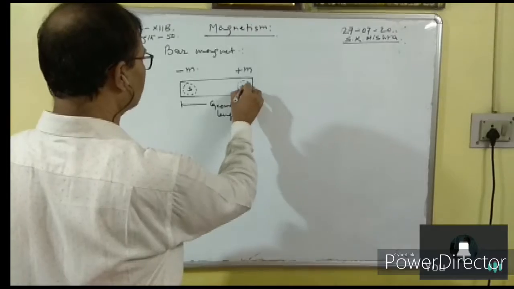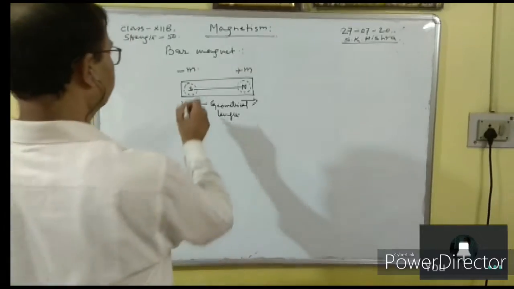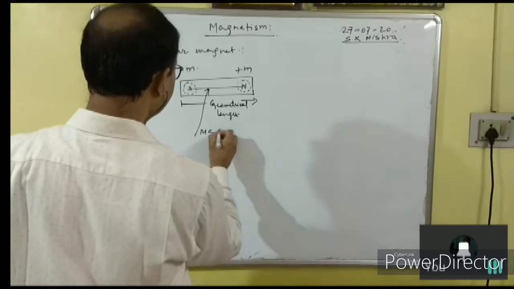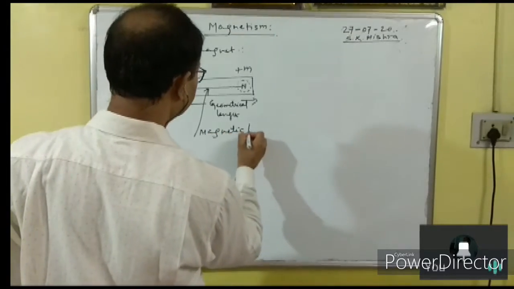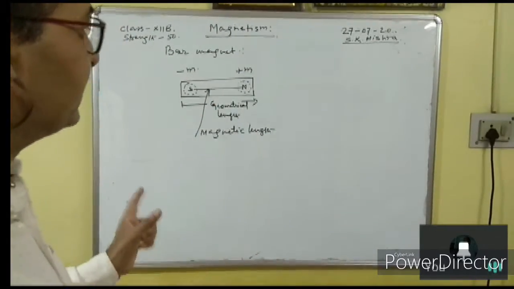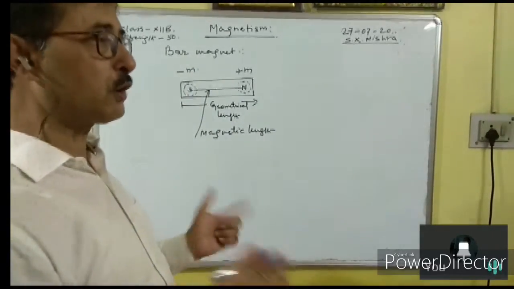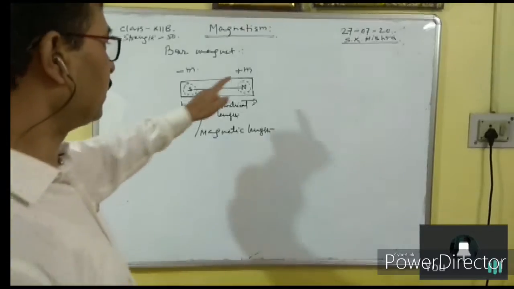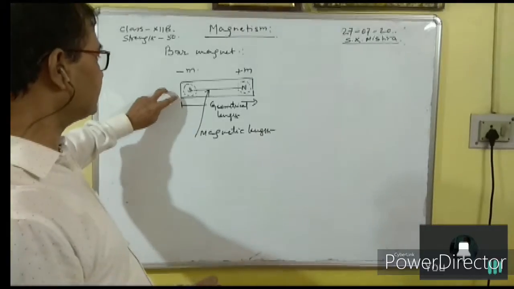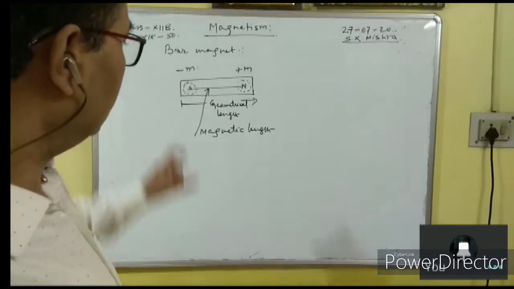Now we are defining magnetic pole strength. Pole strength is the strength of the pole and denoted by a symbol m. This is plus m, this is minus m. And if you take the center to center distance, I mean center of north pole to center of south pole, then this distance is called magnetic length. So there lies some difference between geometrical length and magnetic length.